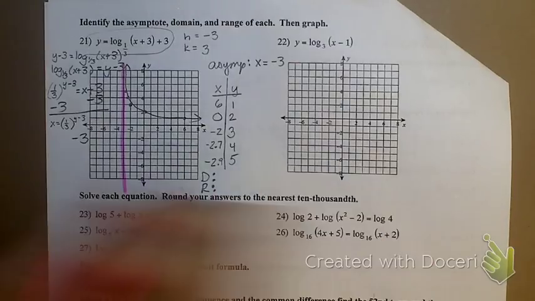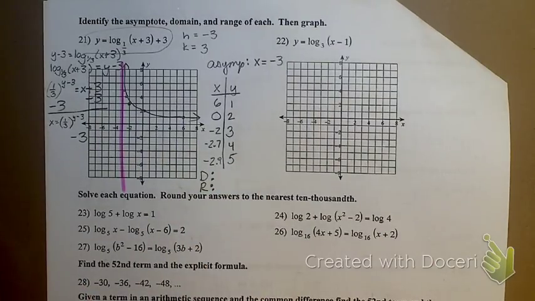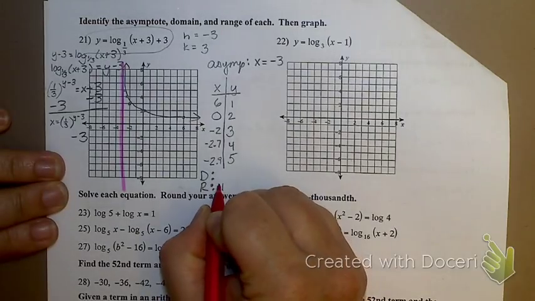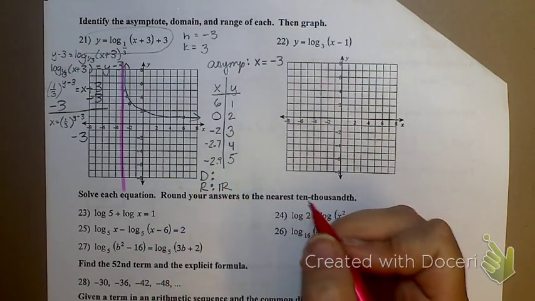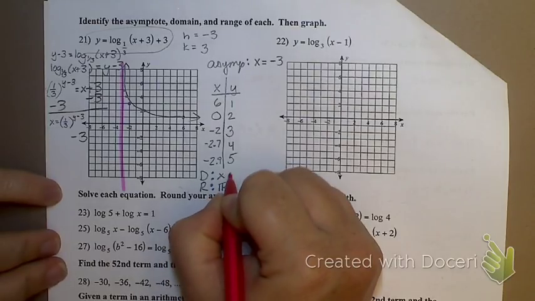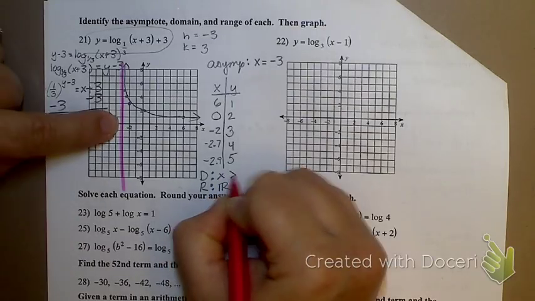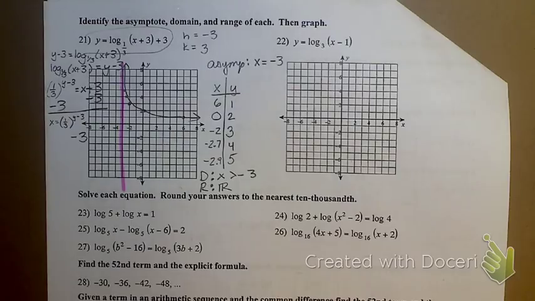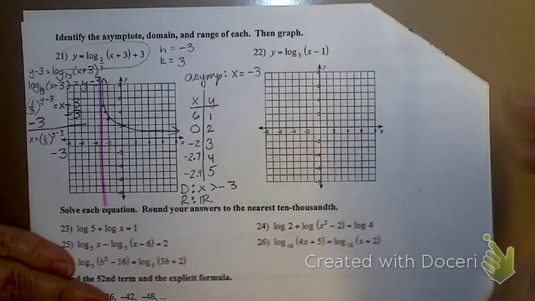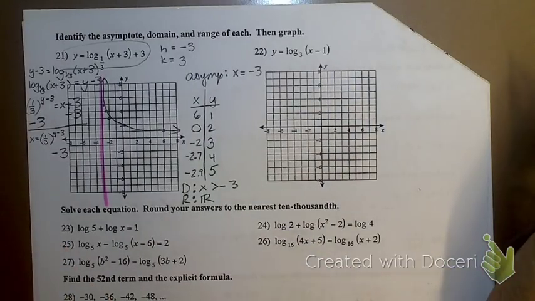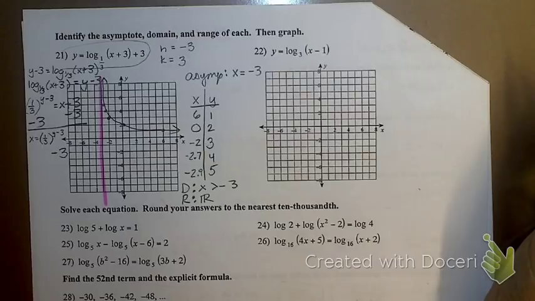Which one is all real numbers, my domain or my range? The range is all real numbers. Up and down, it doesn't matter how far you go. What's my domain? X has to be greater than -3, and it cannot be greater than or equal to because it's never going to be on that asymptote. Okay? Questions? It's been a long time since we've done this.